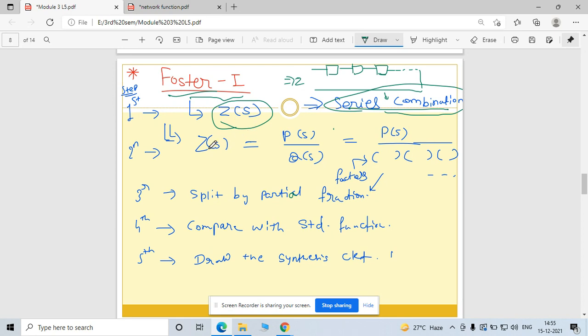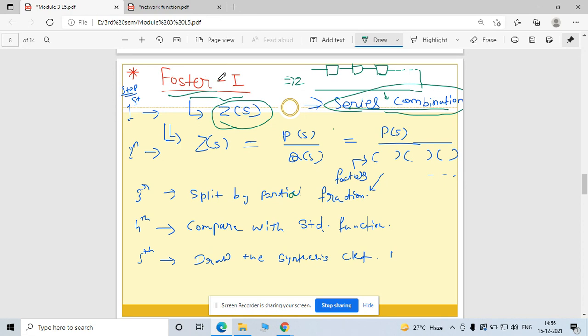Simple network synthesis is done by two methods. First is the Foster circuit method, second is the Cauer circuit method. In Foster 1 circuit, we are generally dealing with impedance, and in Foster 2 circuit, we are generally dealing with admittance. Okay, if I ask you to draw the Foster 1 circuit, it means I ask you to find out the impedance of that circuit. Okay, so this is the first step.